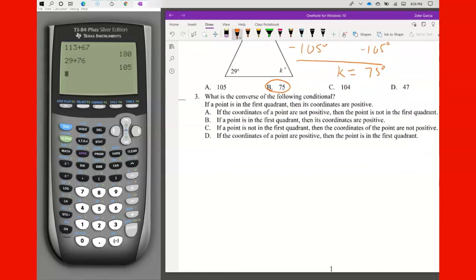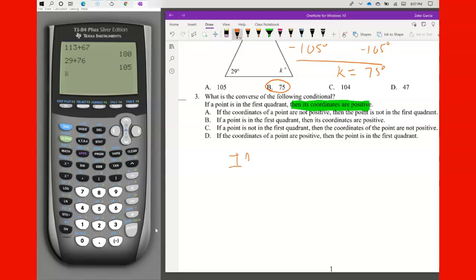Number 3. What is the converse of the following conditional? It says if a point is in the first quadrant, that's the first part, then its coordinates are positive. The converse would mean that you'd have to start with this part first. So we're going to make it into an if statement.